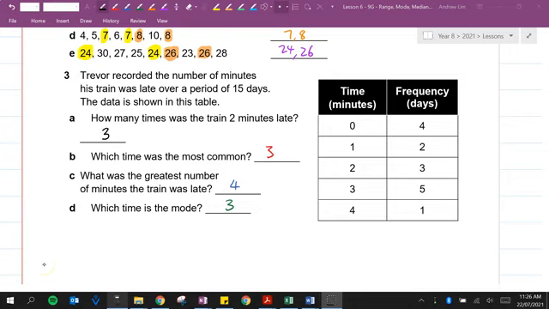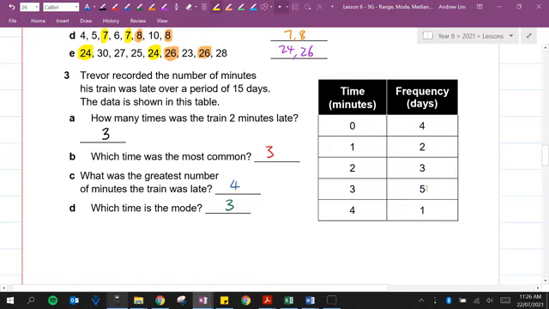Okay, here are my answers. How many times was the train 2 minutes late? We can see 2 minutes here. 3 times. Which time was the most common? Well, the most common is this one with 5. So that time is 3. 3 minutes late.